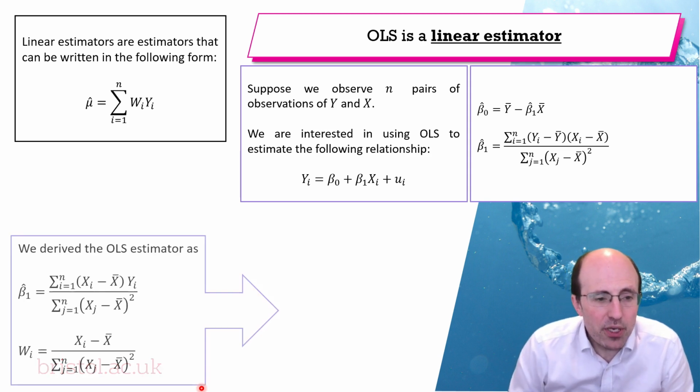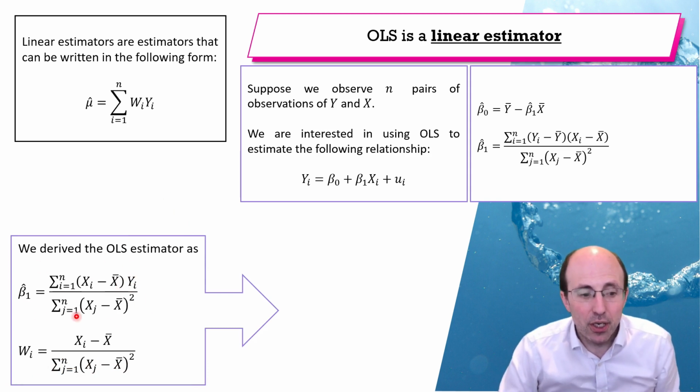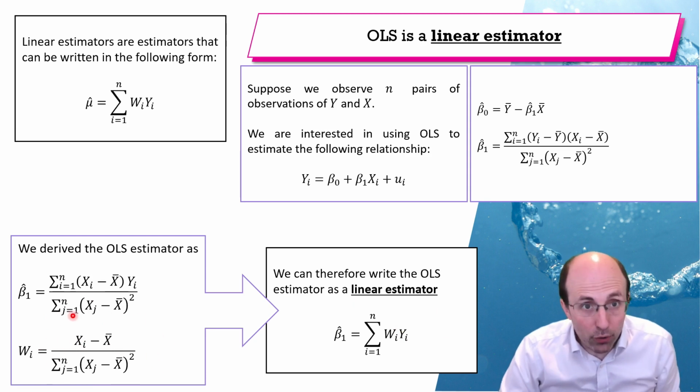Well, we know that the OLS estimator beta1 hat can be written as the sum of the xi minus x bar times yi over the sum of the xi minus x bar squareds. So we could rewrite this as being the sum of the wi yi, where wi is just equal to xi minus x bar over the sum of the xi minus x bar squareds. Each of the observations of yi is multiplied by xi minus x bar over the sum of the xi minus x bar squareds.